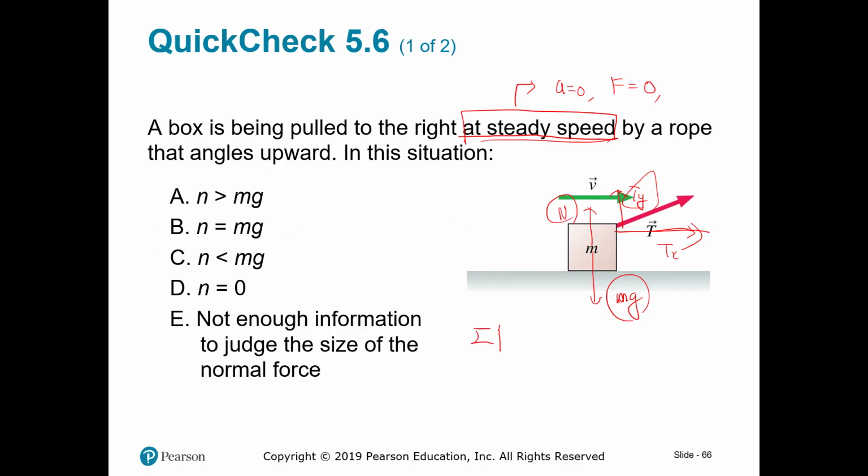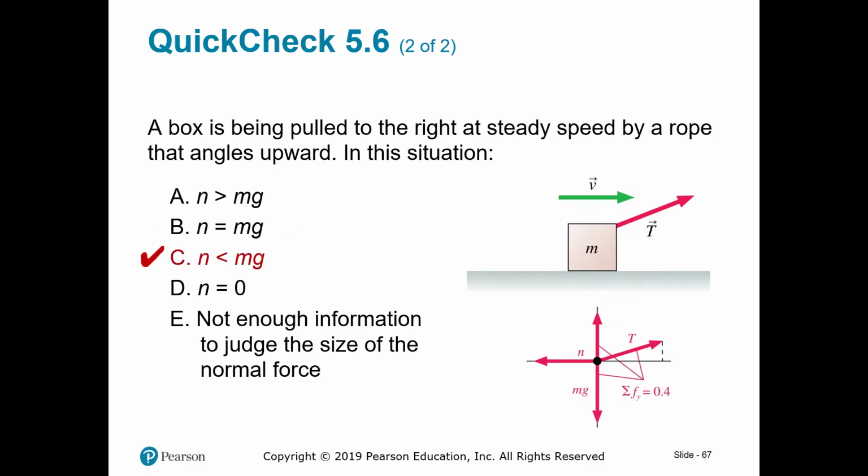So again, F net y is normal force plus Ty, for this case, minus mg, is going to be 0. So now you see your normal force will be mg minus a positive quantity Ty. So the answer is your N is less than mg. The answer is C, right? Less than mg.